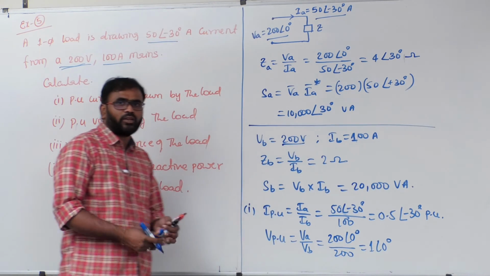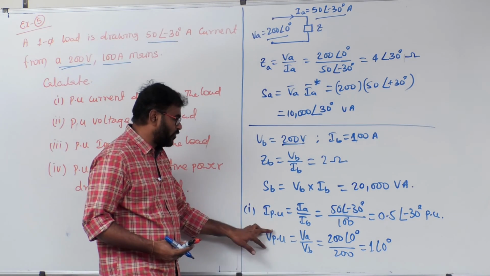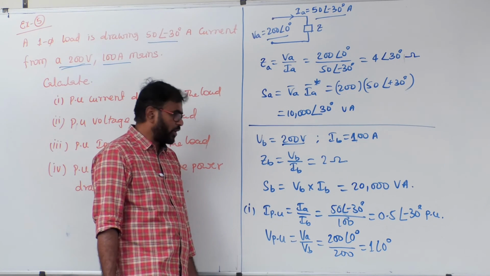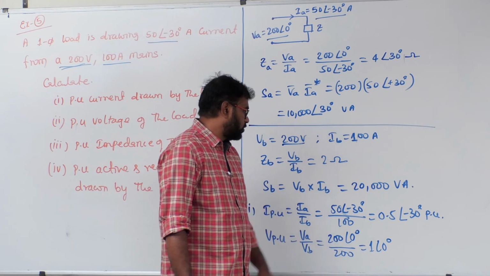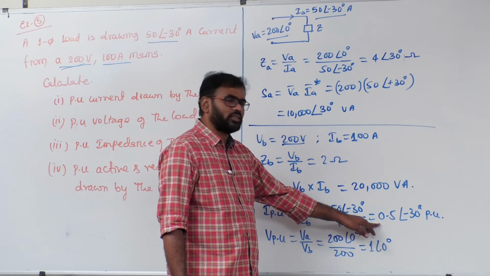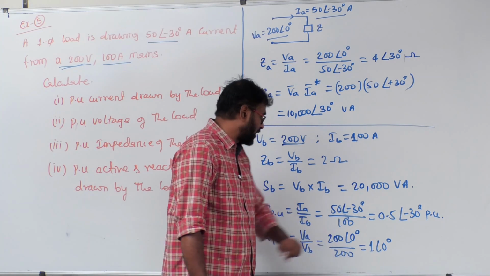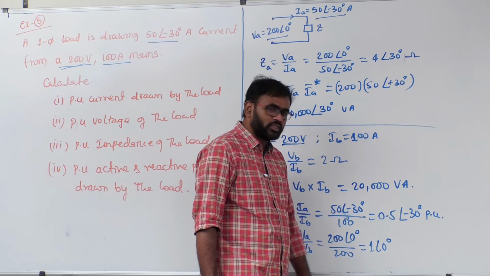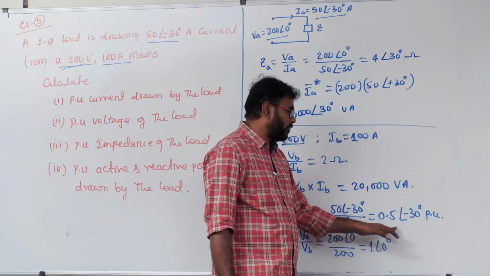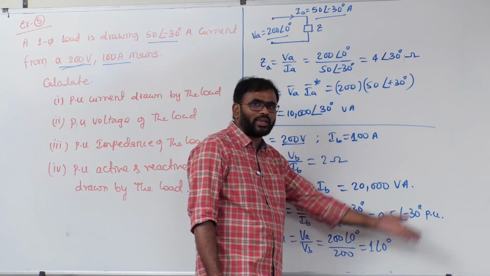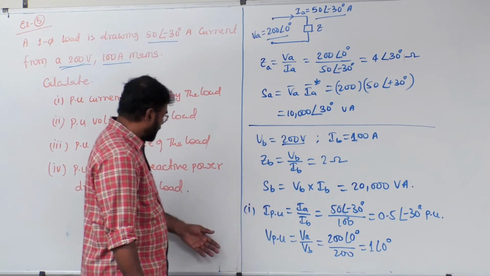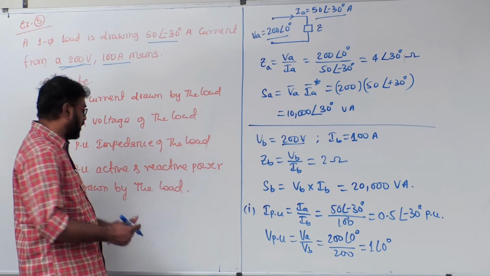Now what is Z per unit? Z actual by Z base. Otherwise, V per unit by I per unit is also Z per unit. V per unit is 1 at an angle 0, I per unit is 0.5 at an angle minus 30. That means 1 by 0.5 at an angle minus 30 will be 2 at an angle plus 30. Correct or not? Otherwise, we can solve using the formulas.